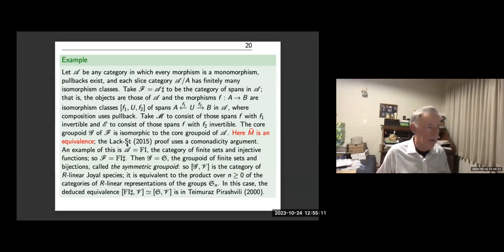And Steve Black and I proved this using comonadicity arguments. So we looked at comonads and found a couple of comonads, but there are other proofs. And an example of this is where A is the finite sets and injective functions, and F is the finite sets and injective partial maps. And in that case, G is the symmetric groupoid. And so the thing we said at the beginning pops out of that.